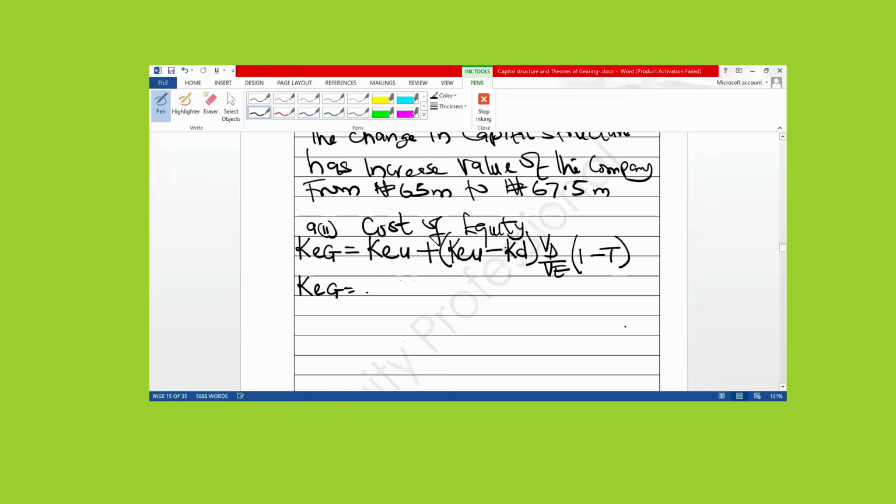KEG, cost of equity of geared. That is what you are asked to calculate now. As a result of change in capital structure, by bringing in debt to the business, that is bond, Olowo is now a geared company. The company is now geared.